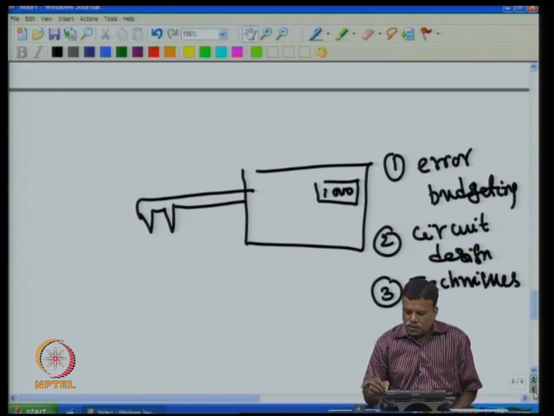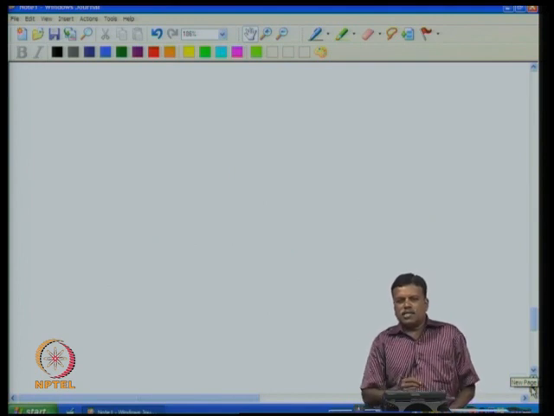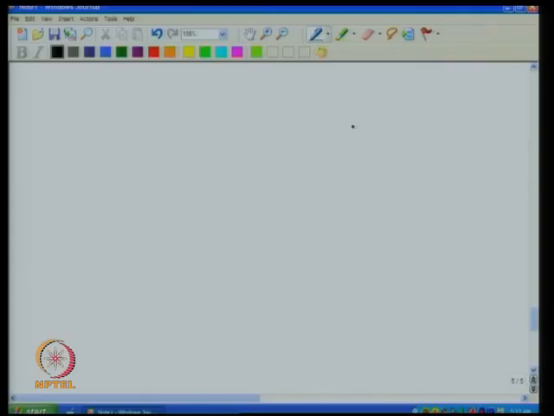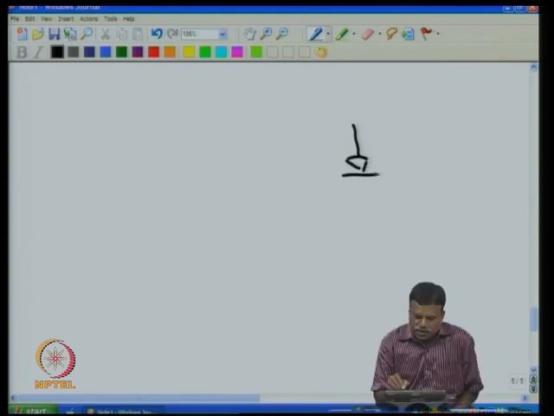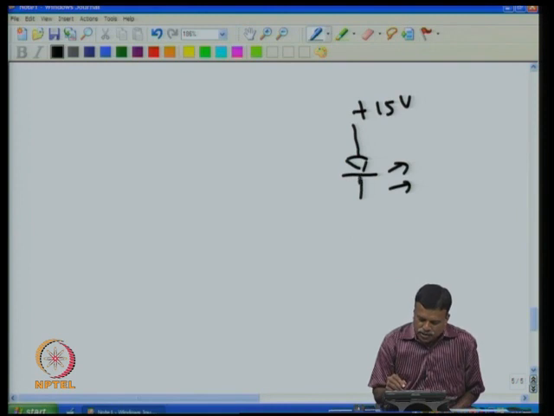Okay. Now let us see what is the circuit design skill. For example, I want to make an LED go on and off. I want to use a transistor for that. I take an LED and I want to make this LED go on and off. So I give it a power supply. I assume I have only a plus 15 volt power supply, and I want to make this LED on. Now if I want to connect, I know that I should not connect immediately to ground.